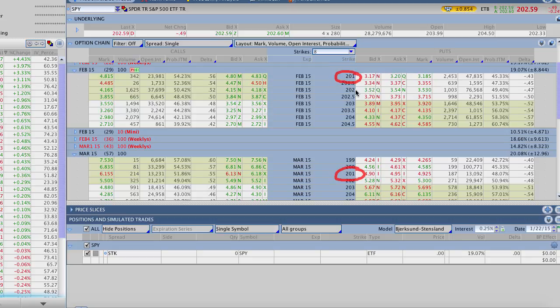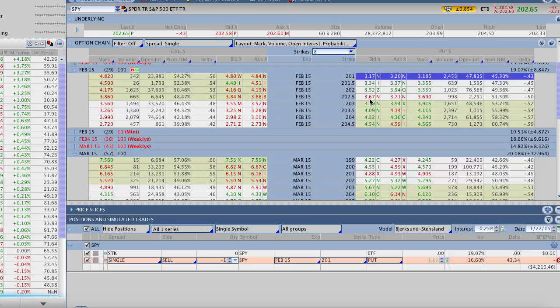So we're going to be just a little bit directionally bearish, and we're going to hope for an increase in implied volatility. Now, when it comes to placing this trade, the first thing that we're going to do is sell that front month option at 201. So I'm going to just click on the bid here. We're going to sell that front month option at 201.